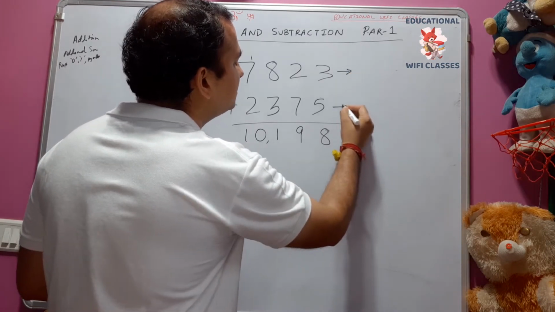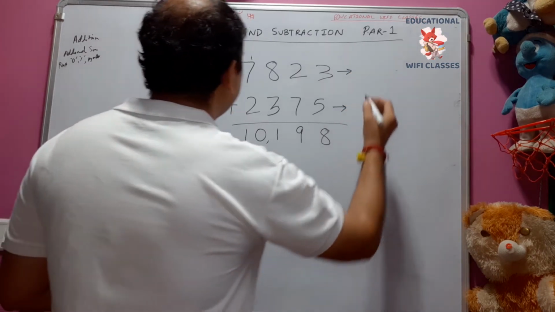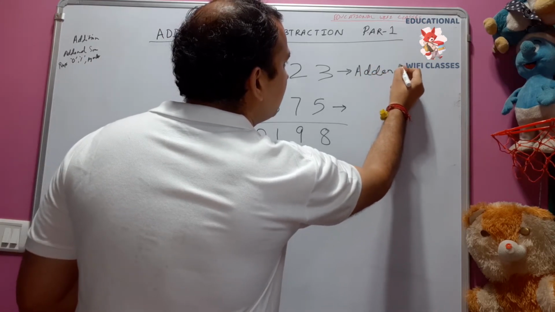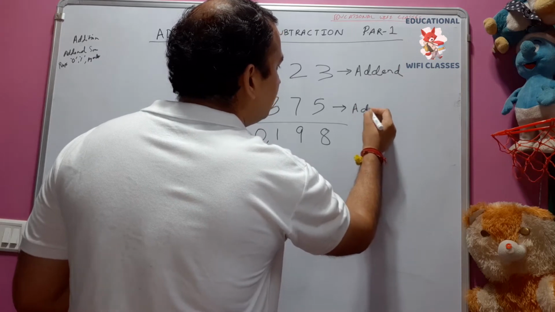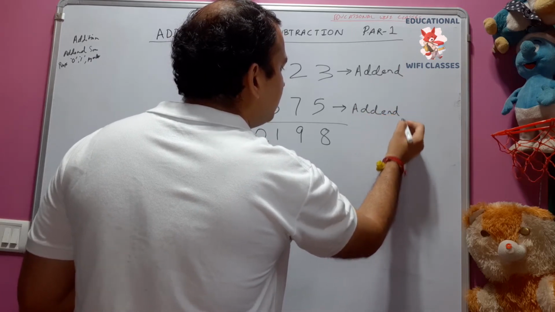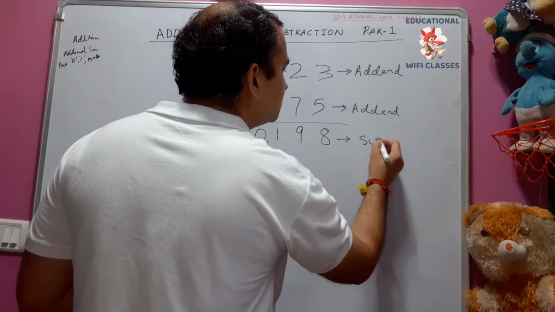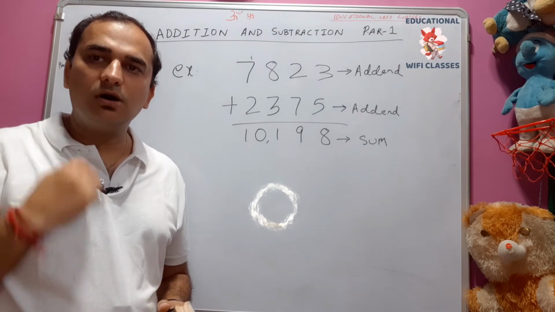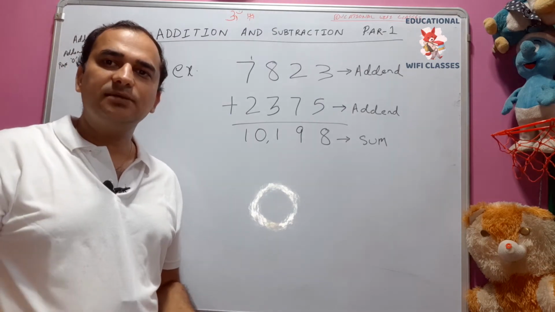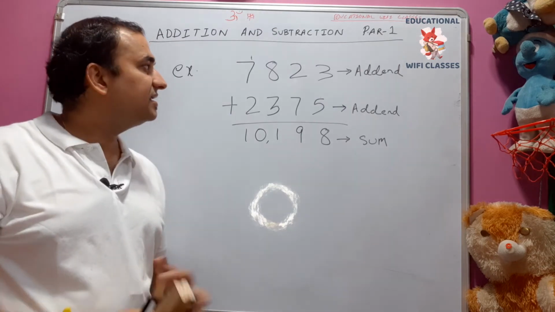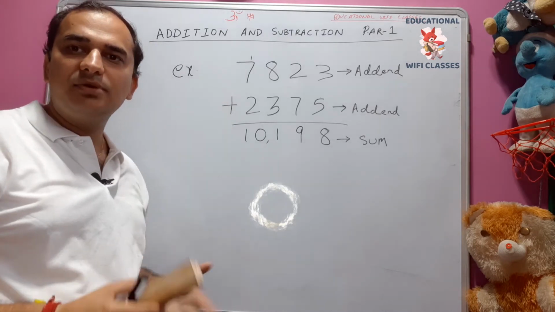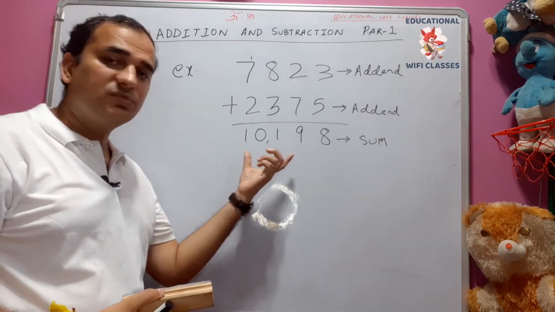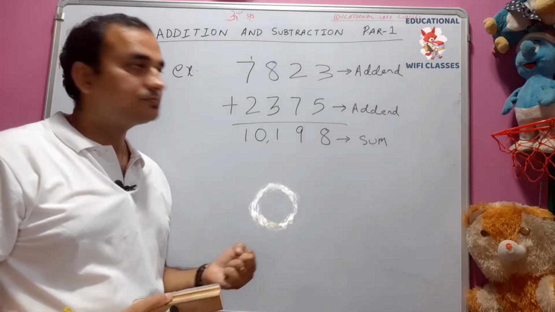This number and this number, we call it addend, A-D-D-E-N-D. And this is called sum. So the questions you get in the class or in the exam are "find the sum." When they say find the sum, they will give you the addends, that means the numbers which are to be added. That one is called addend. And the answer in the last is called sum.